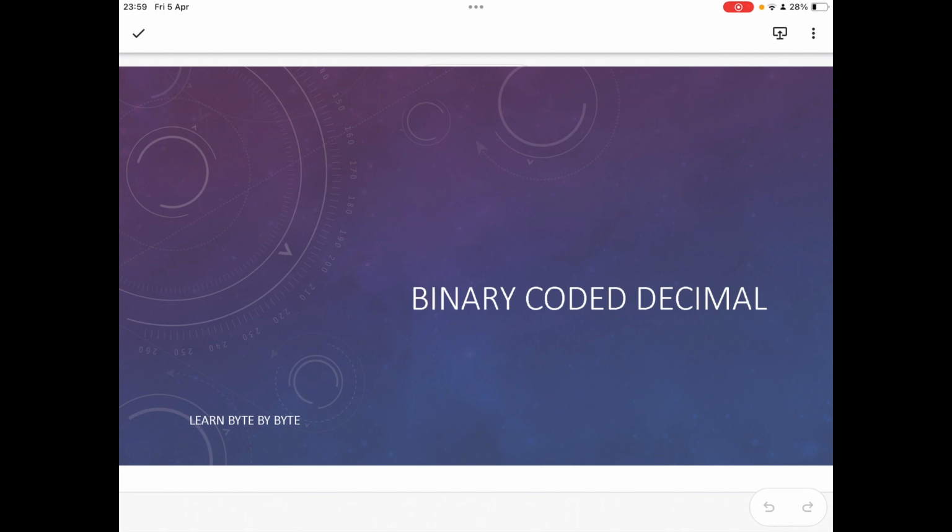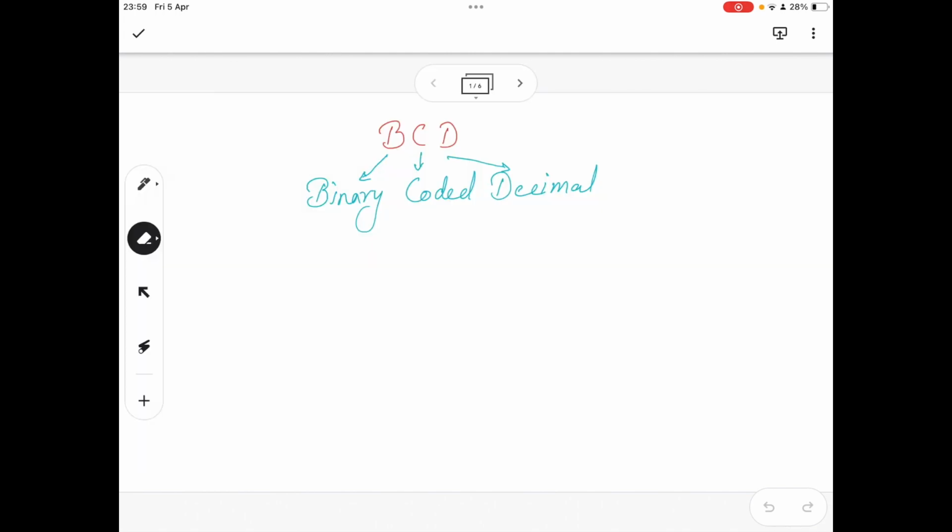Look at binary coded decimal. Please don't get confused with binary conversions. This binary coded decimal is a bit different than your normal binary conversions. I'll just tell you something so it becomes easier for you to understand.